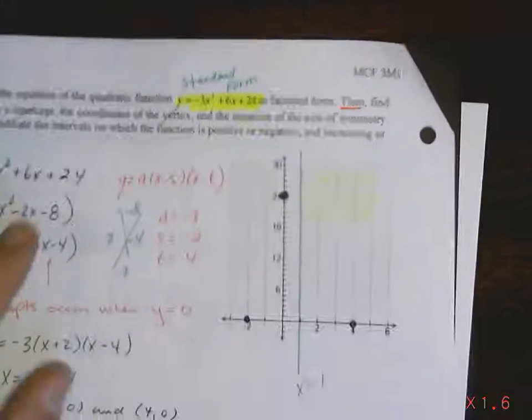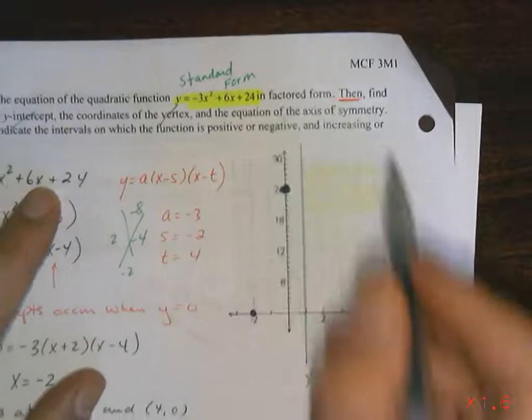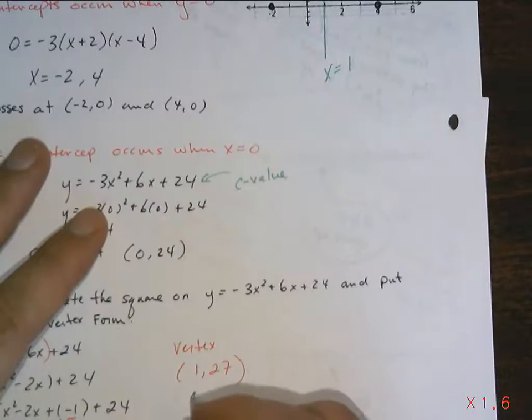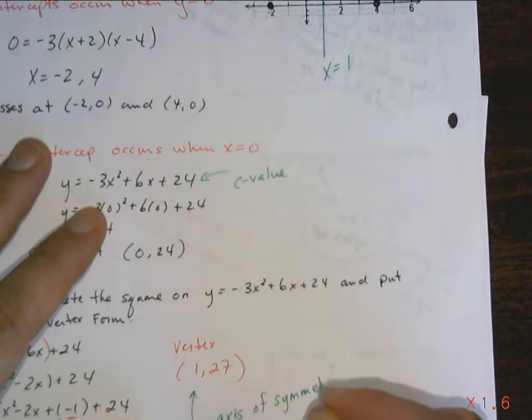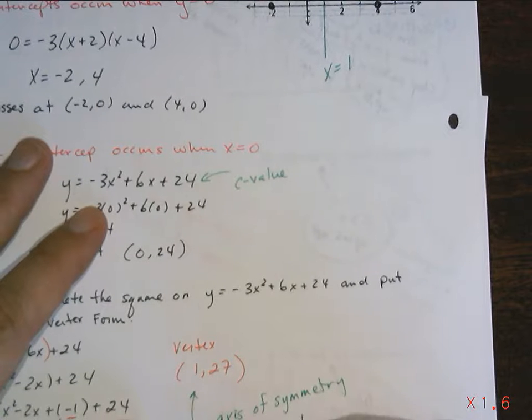Okay, so we're back and we're looking for the equation of the axis of symmetry. The axis of symmetry is going to come from here. And we're going to remember that because the vertex is on the axis of symmetry. So it's x equals 1.